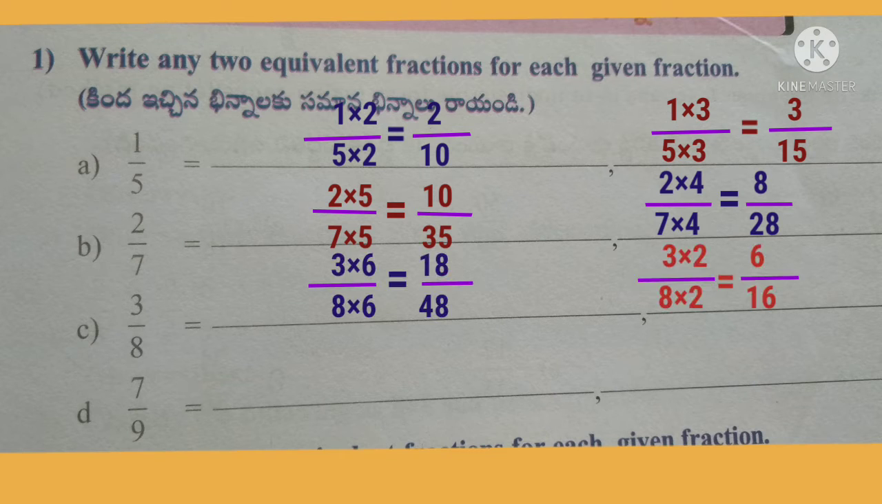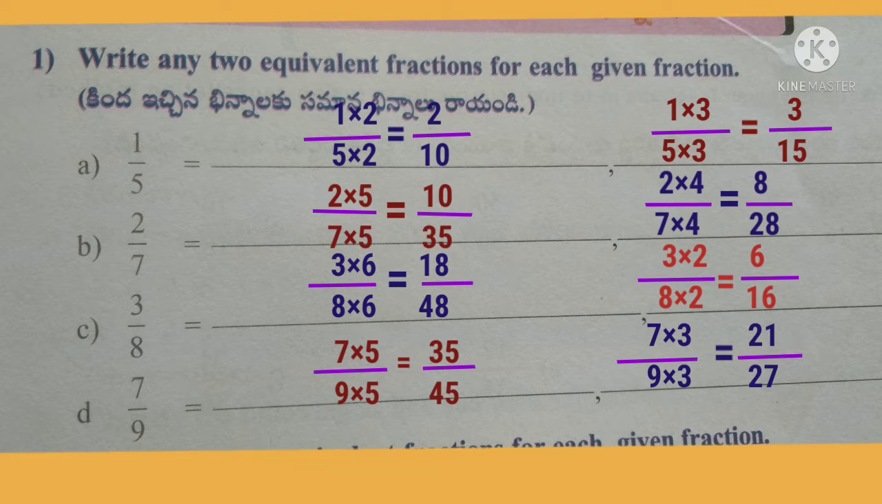Equivalent fractions for 2 by 7. By multiplying numerator and denominator with 5 we get 10 by 35. By multiplying numerator and denominator with 4 we get 8 by 28.